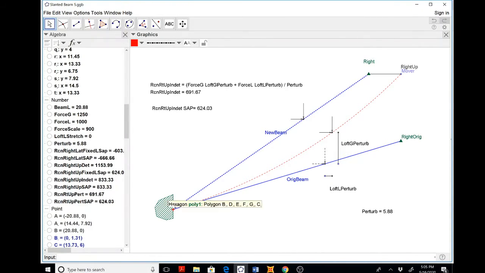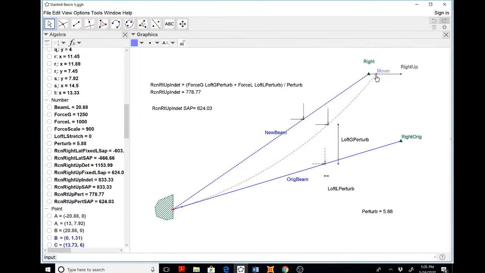How do you do that in GeoGebra? Really easy. I just put a point anywhere on this slope, but it really doesn't matter too much. I just put it really close to this edge here, and now I have 3 points, 1, 2, 3, and that point over here is what I'm calling mover.